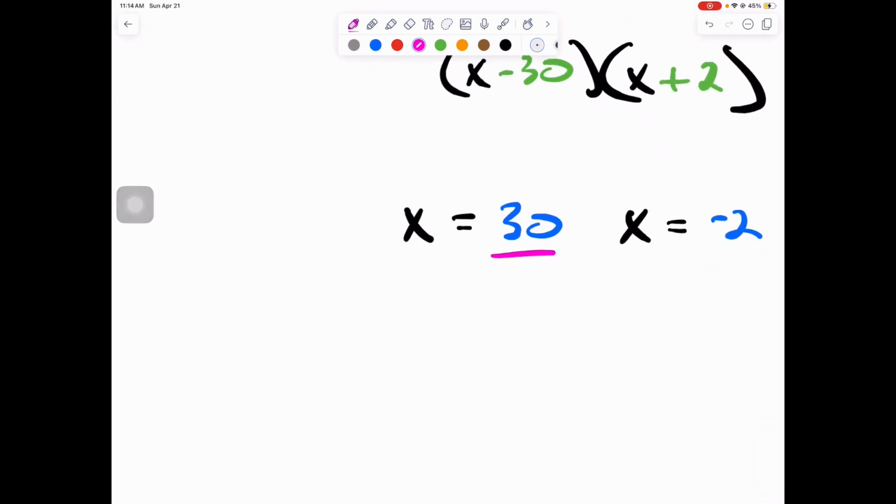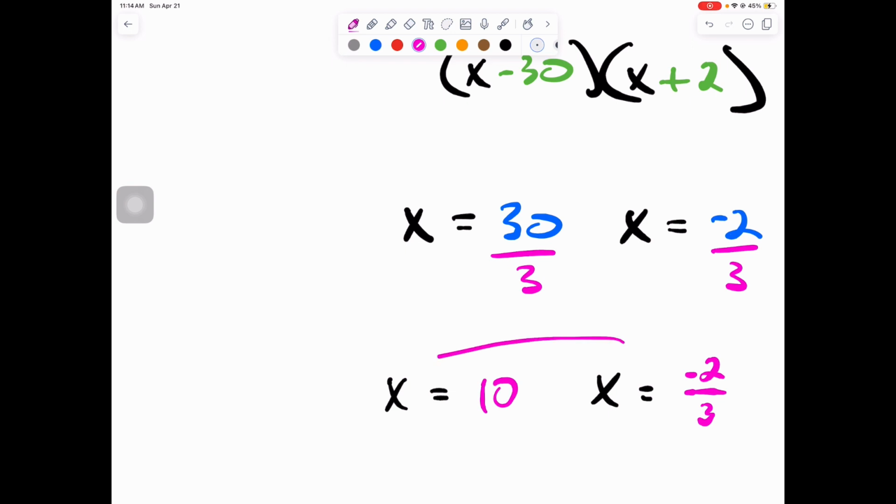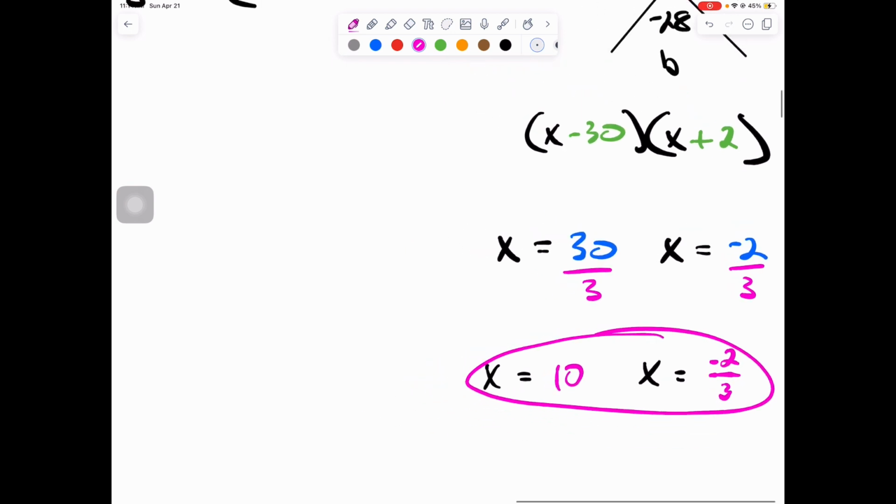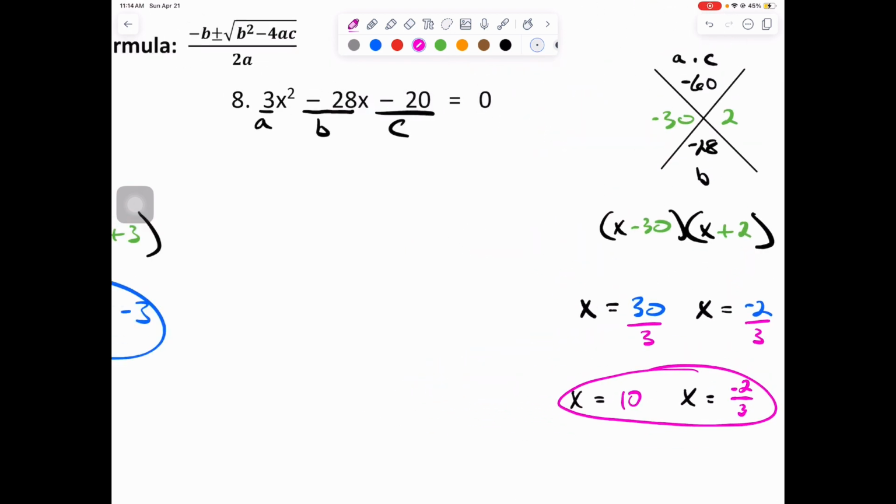All right, and we will just divide each by 3. So x equals, and if you put that in your calculator, 30 divided by 3 is 10, and x equals, and we will just write it as negative 2/3. And that is simply your answer. Now we will go through the long way home.